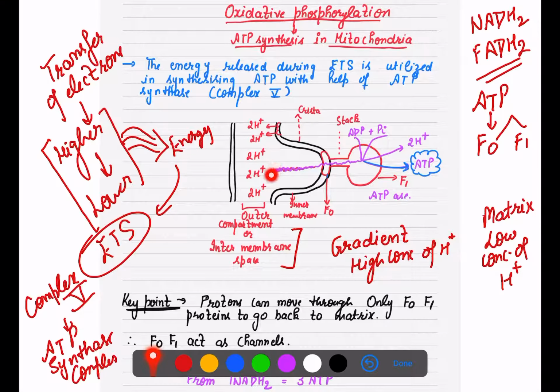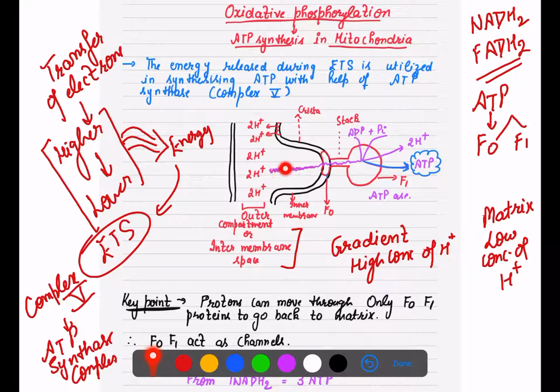Now, the proton moves from the intermembrane space and reaches F0. F0 helps as facilitated diffusion in the movement. Now it is coming full of energy. The moment it reaches F1, F1 uses its energy, and that energy is utilized for combining ADP with inorganic phosphate.